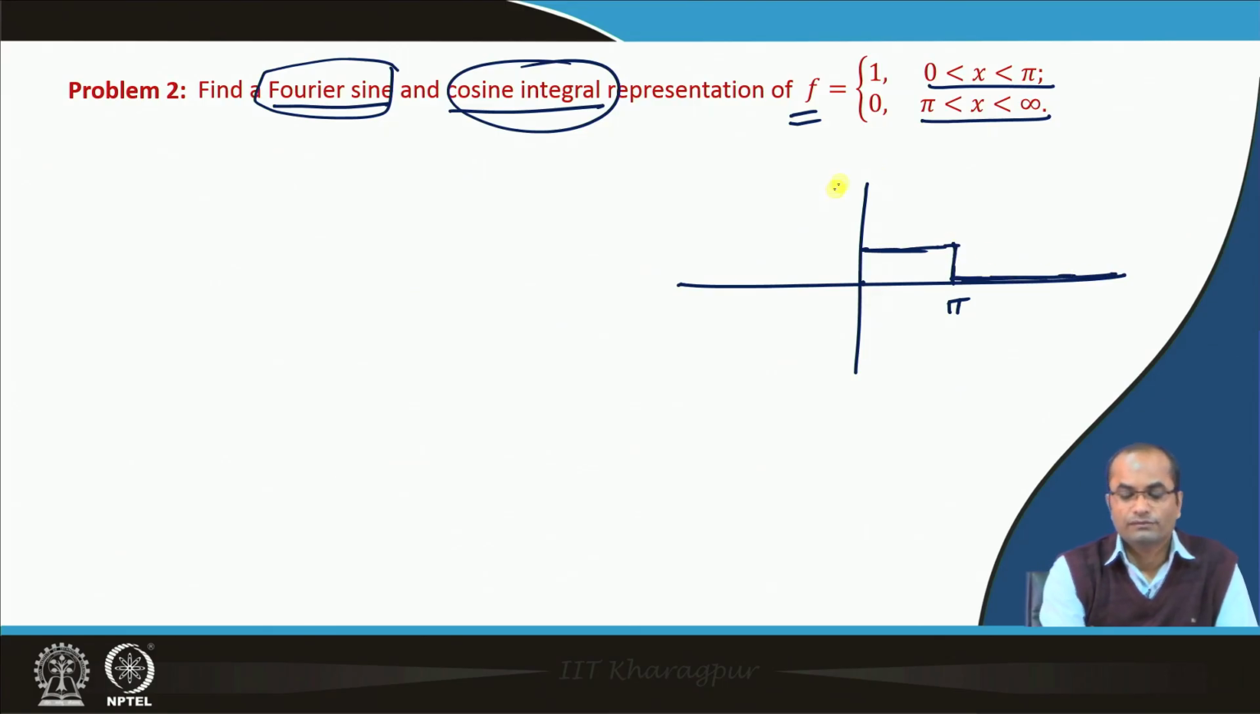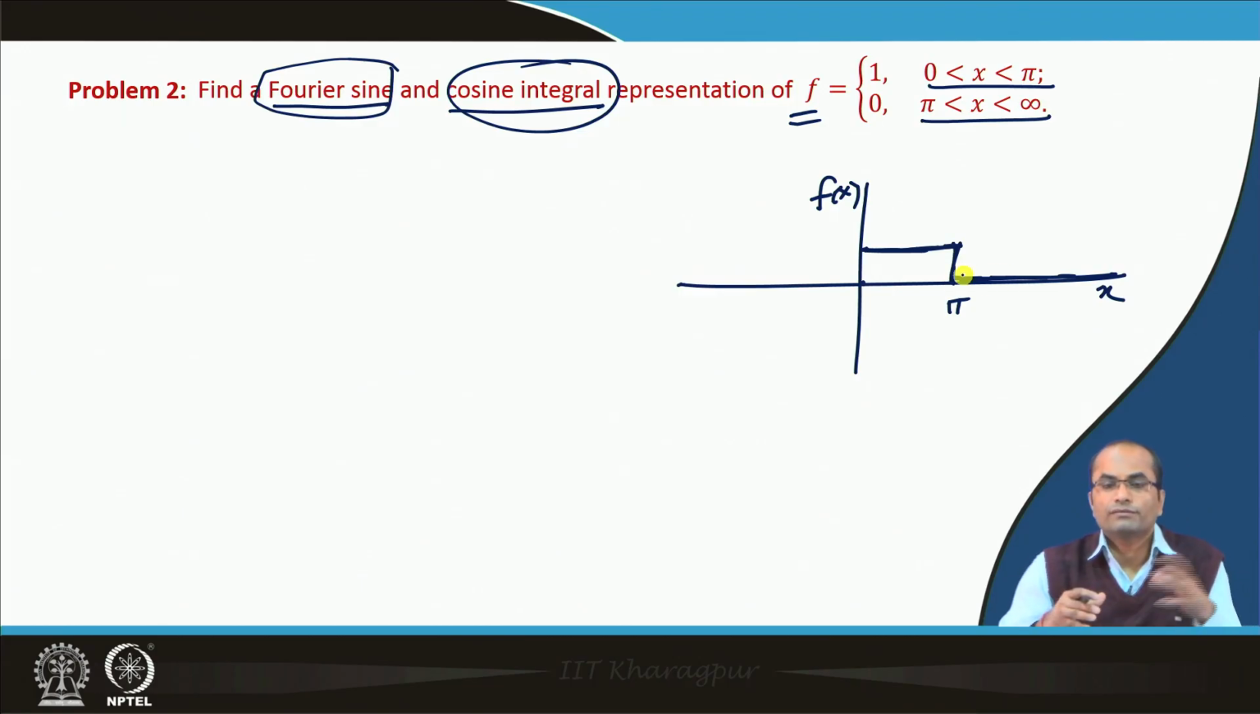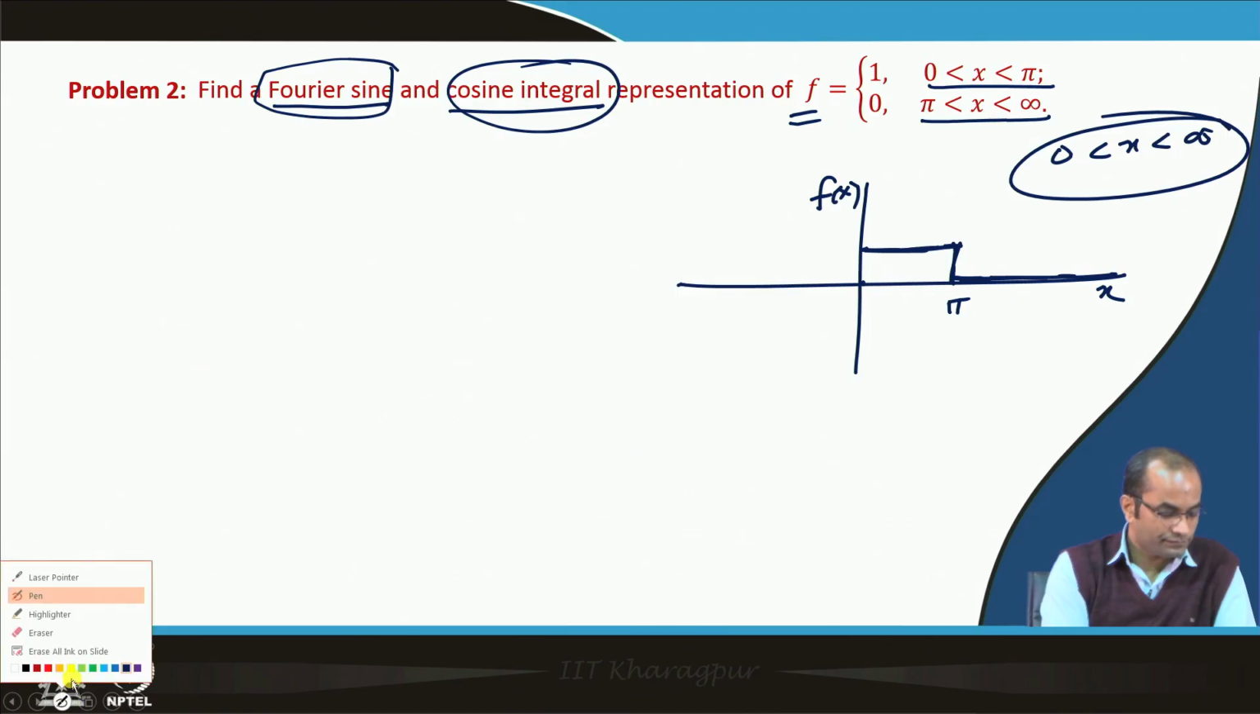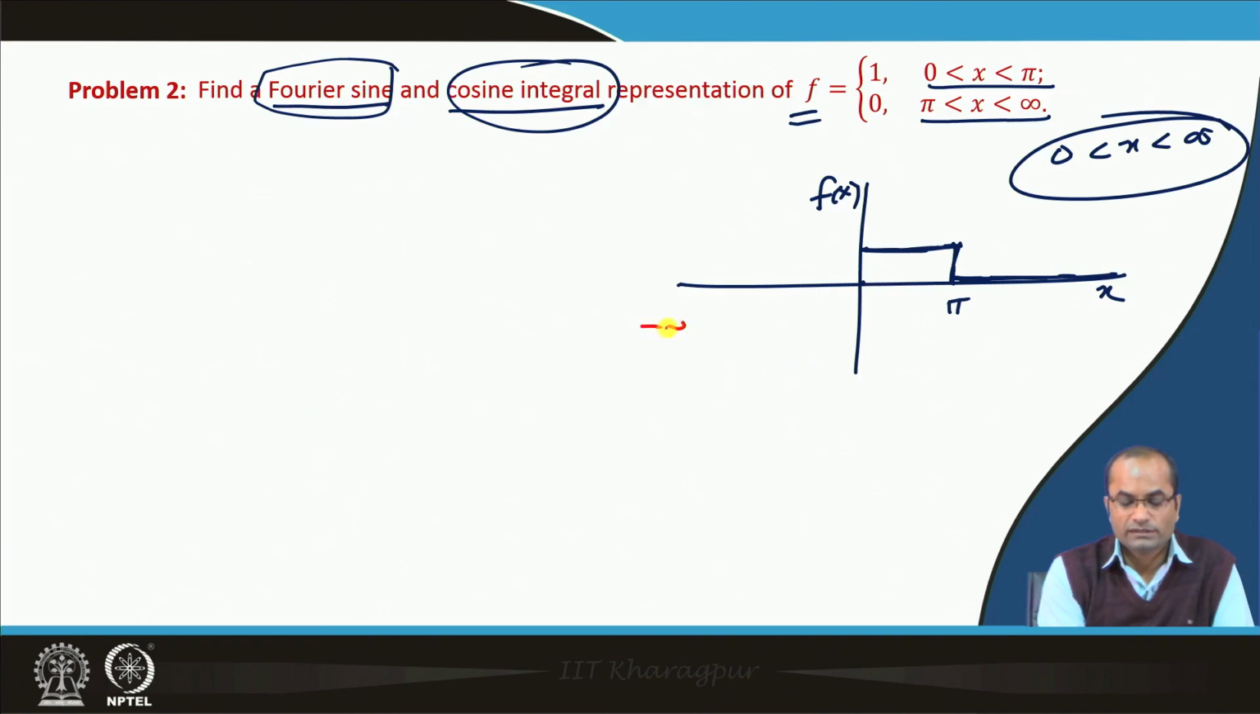So the function is defined by this curve. Now, in this case it is different from the earlier one, where the function was defined on the entire real axis, minus infinity to plus infinity. But now the function is defined from 0 to infinity, and now we have the possibility of extending this to minus infinity to plus infinity.